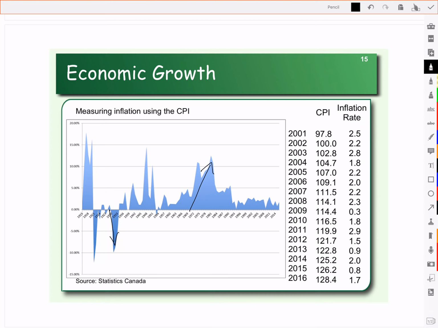Now notice though, since 1991, what's been happening with our inflation? Well, since 1991, the Bank of Canada has made it a priority to keep inflation between 1% and 3%. And you can see how well that's been working in Canada.